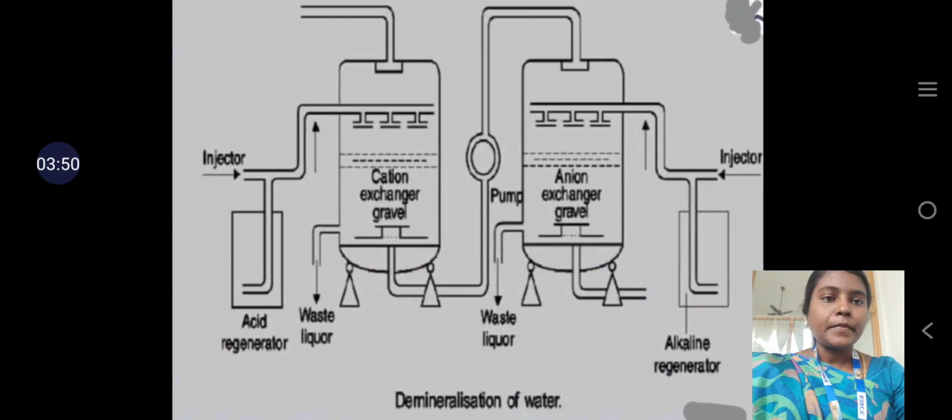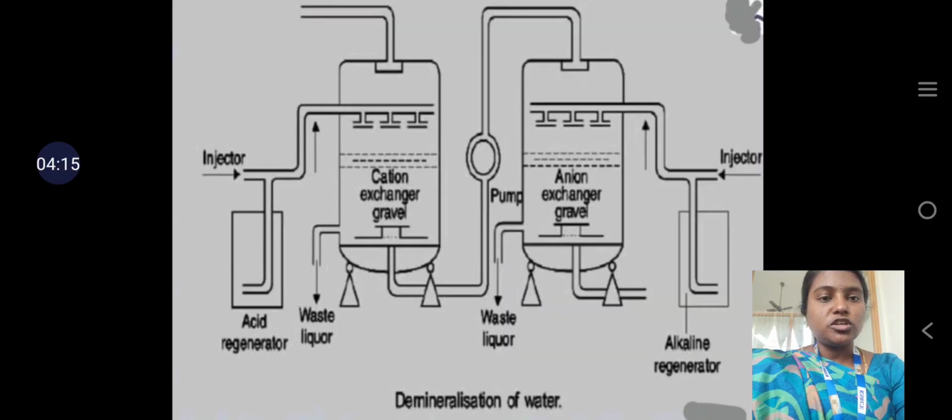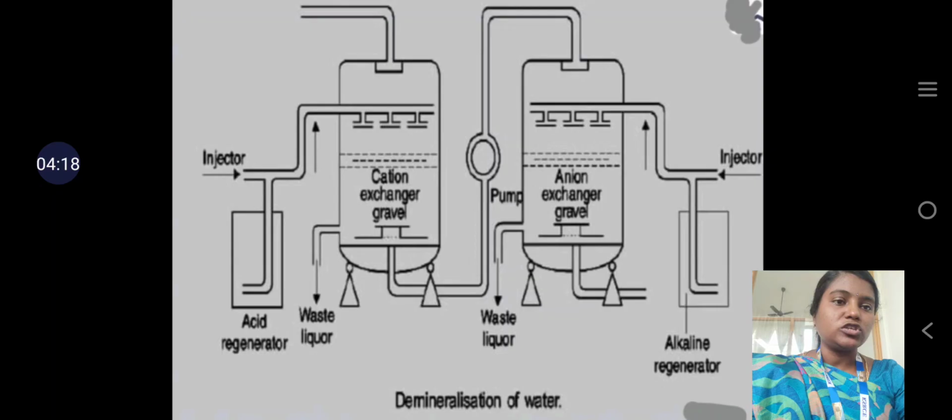And this is the block diagram of the complete ion exchanger. It has two cylinders, one for cation removal and another for anion removal. The first cylinder contains the cation exchanging resin and is provided with an acid regenerator. The second one is the anionic exchanger, which contains anion exchanging resin and is provided with an alkaline regenerator. First we will see the exchanging mechanism.